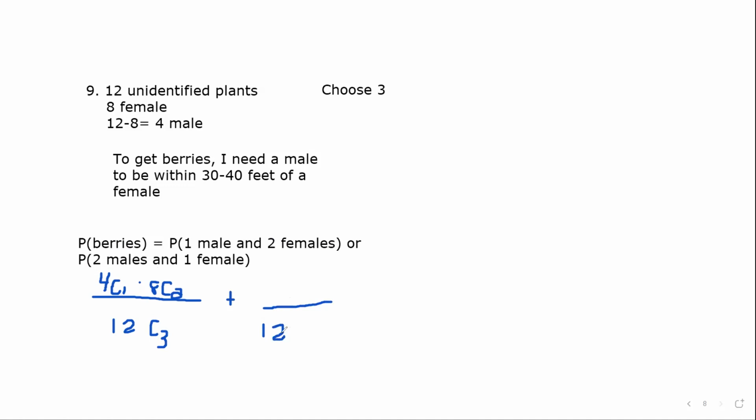Now, what's going to happen in the other scenario? I'm going to have 2 male plants. How many males do I have altogether? 4. So 4 choose 2 times 8 choose 1, because I need 1 more plant. Then it's just a matter of working these out and adding them up.